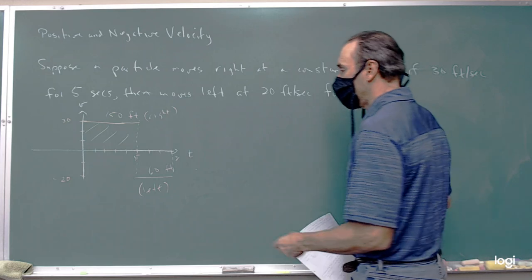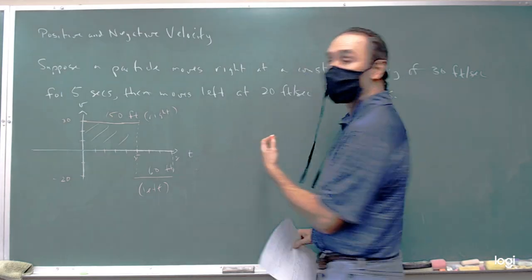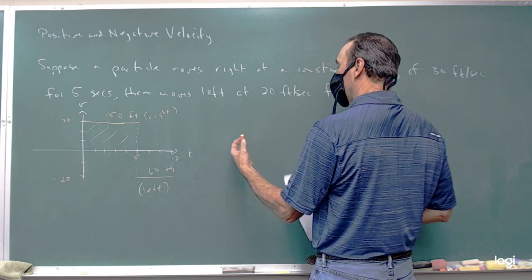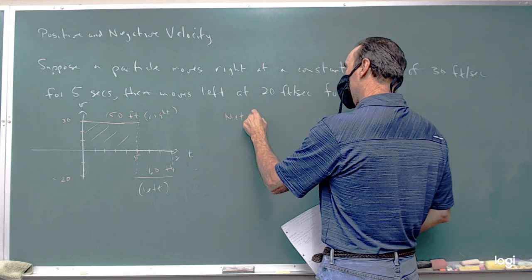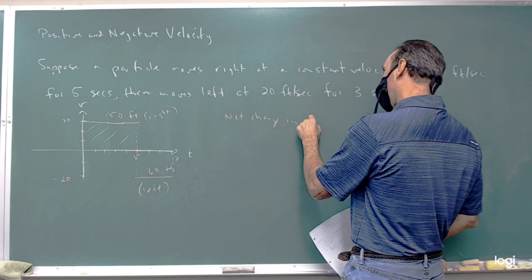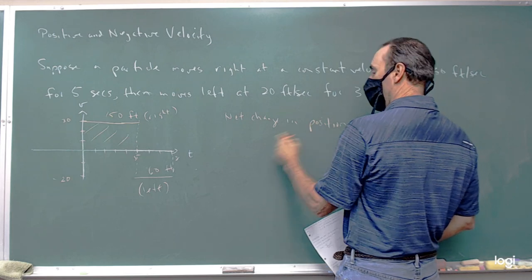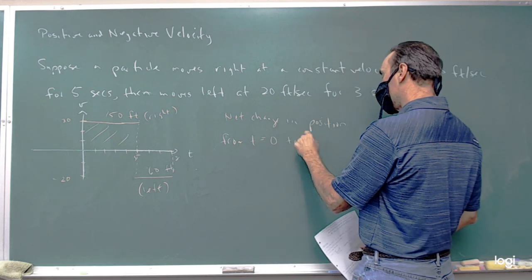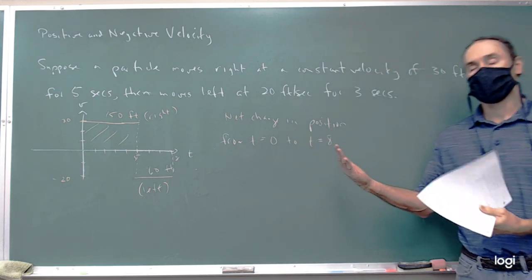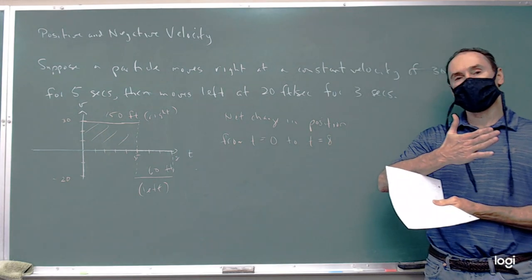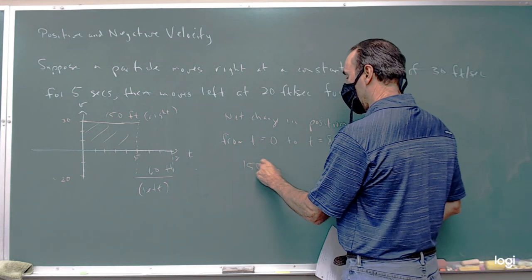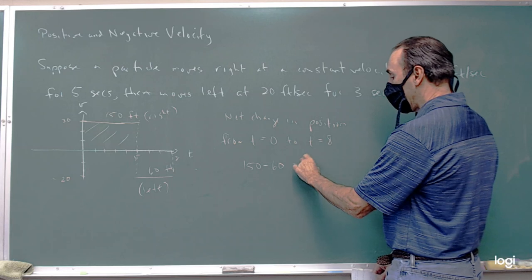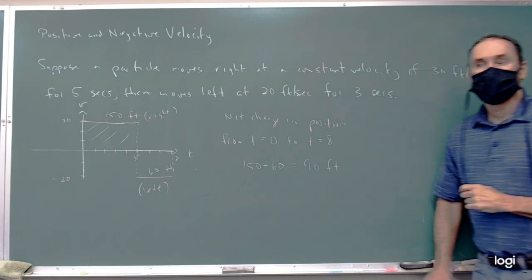So different questions might be asked. We have to be a little careful how we ask it. So if we ask the distance traveled versus where we ended up. So the net change in position from t equals 0 to t equals 8. So the net change in position is that particle first moved 150 to the right, and then it moved back towards where it came from, 60 feet. So that net change in position was 90 feet.